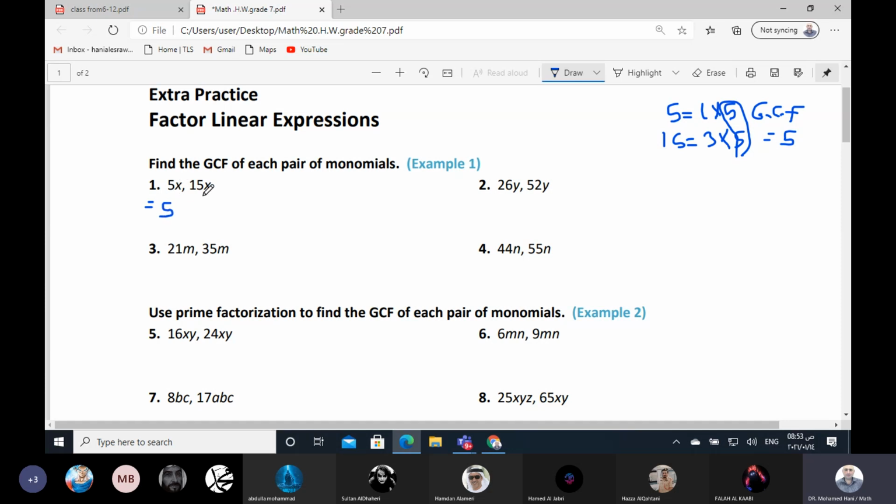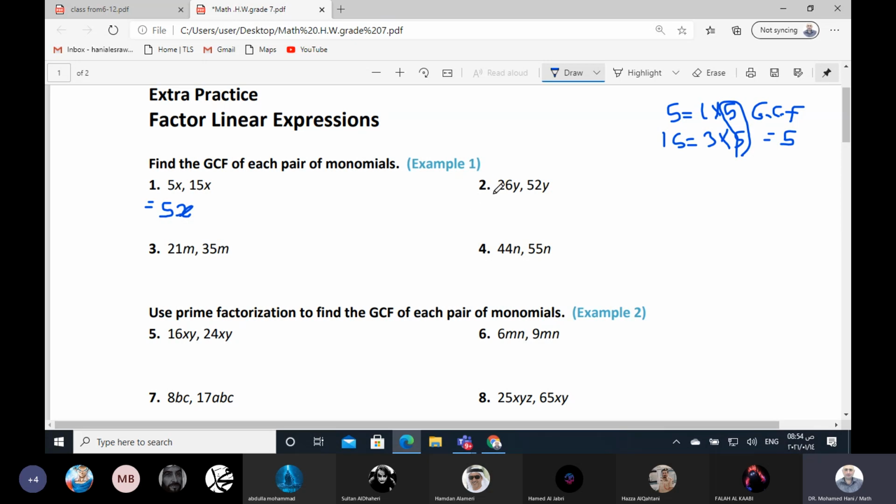And here we have x and here we have x. So x is the common variable, so take x. So the GCF between 5x and 15x will be what? Will be 5x.